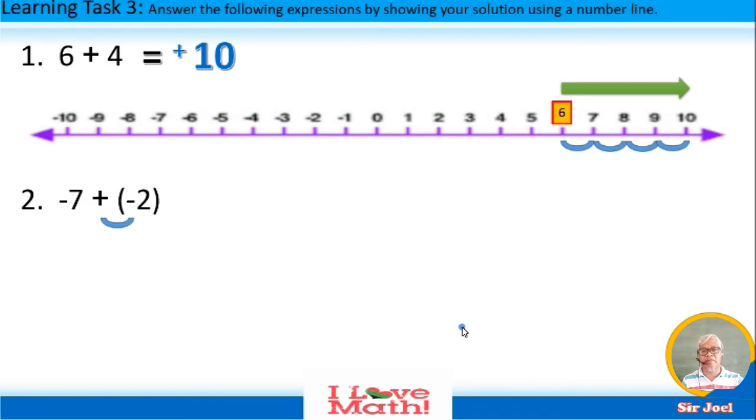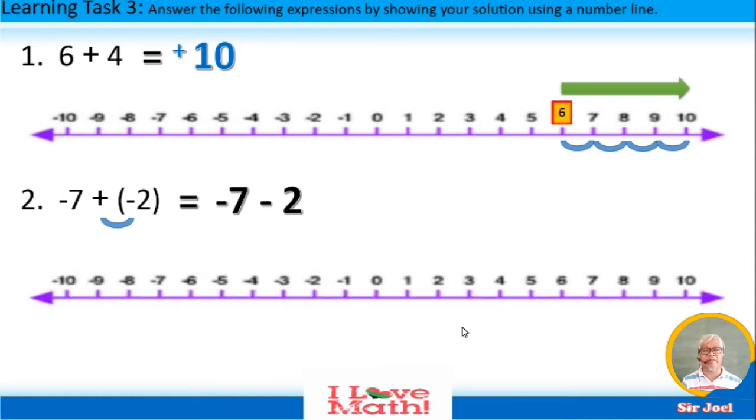So ano ang mangyayari sa problem? Magiging na siyang negative 7 minus 2. Meaning to say, negative 7 plus negative 2 is the same as negative 7 minus 2. Magkatulad lang sila. At kung ano ang sagot mo doon sa unang problem, syempre yun din ang sagot mo doon sa pangalawang problem. Okay? Now, again, draw a number line.